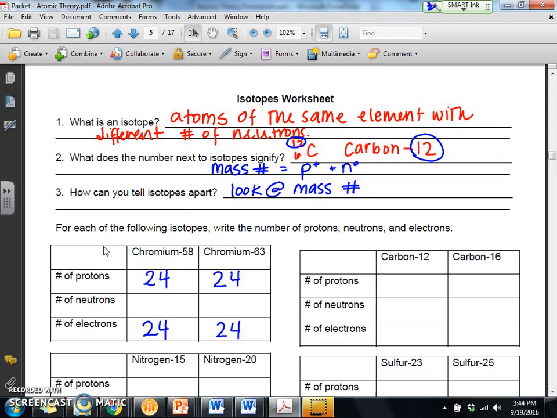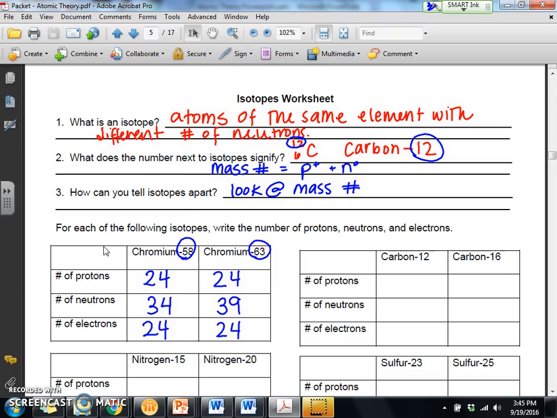Now, to figure out my number of neutrons, I would take my mass number, which is right here, and I would subtract my number of protons. So 58 minus 24 would give me 34 neutrons. Whereas this chromium has a different mass number because it's a different isotope. So 63 minus 24 would give me 39 neutrons. So you can see that these atoms are the exact same except for their number of neutrons. That is the only thing that is different.